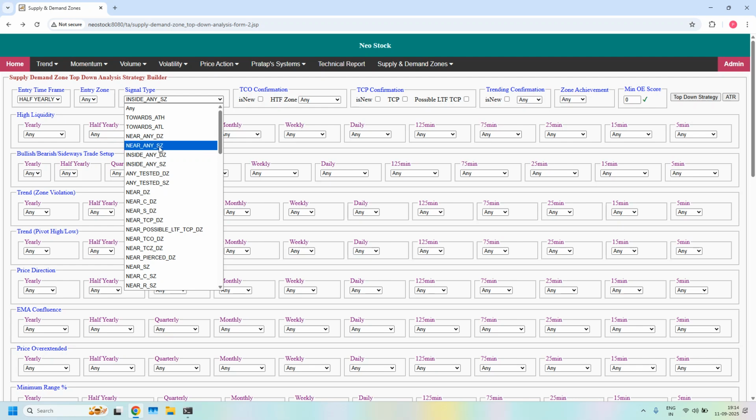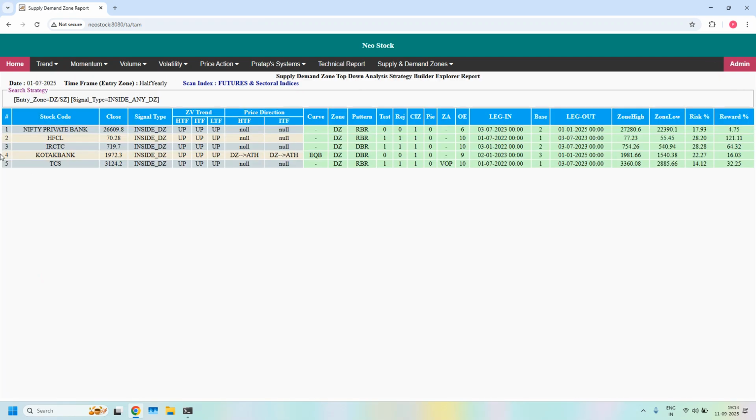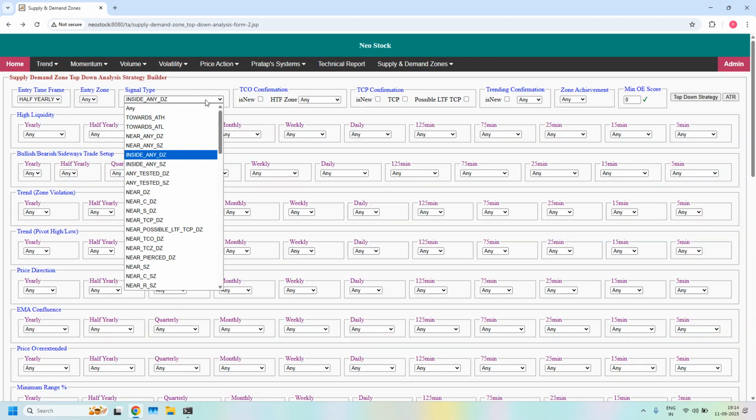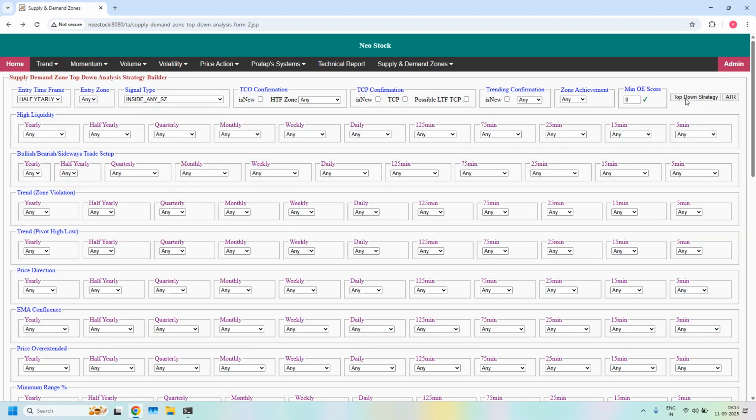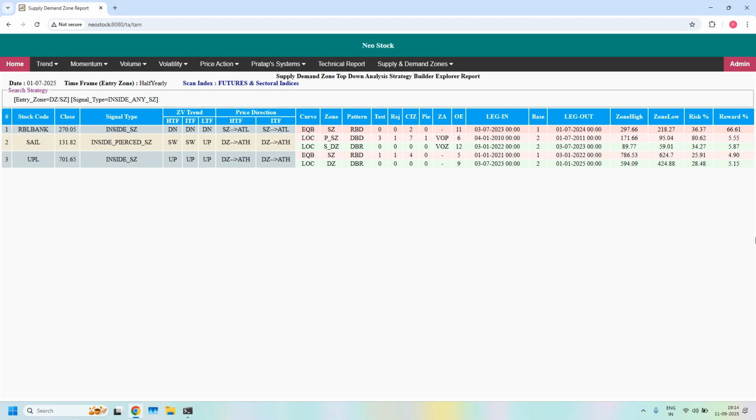Next, half yearly time frame. Price closed inside the half yearly demand zone. We got 5 stocks. Next, price closed inside the half yearly supply zone. We got 3 stocks.